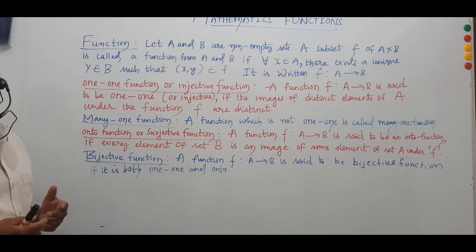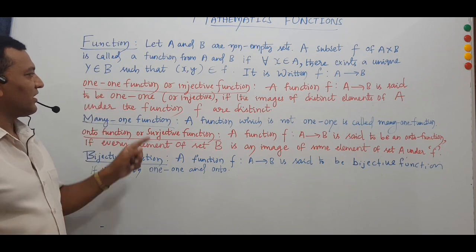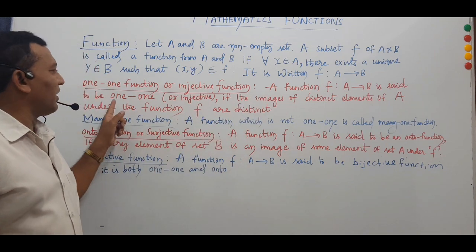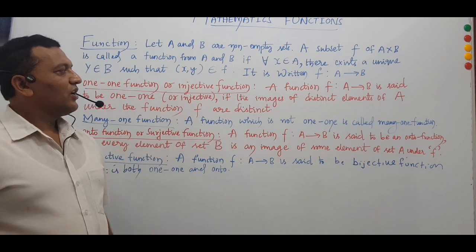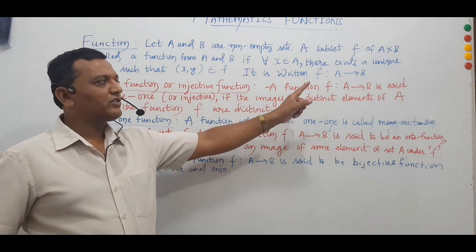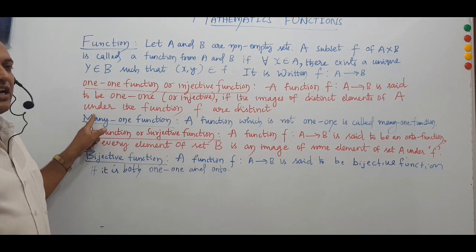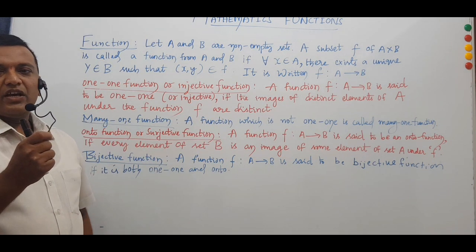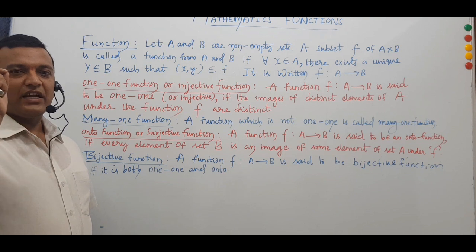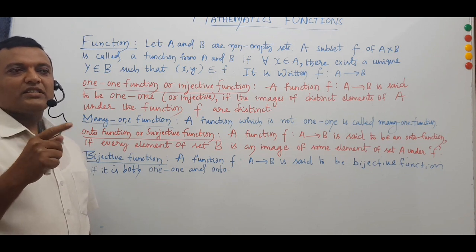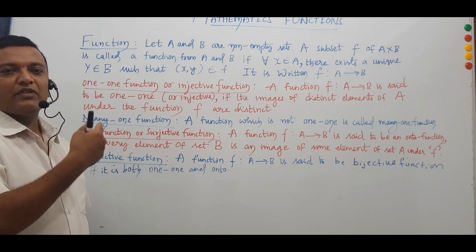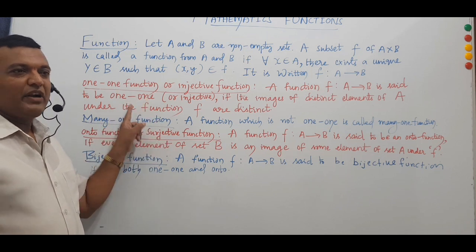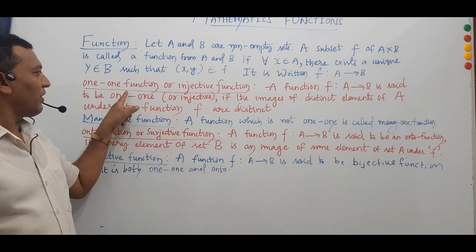Now next we will come to types of functions. We will start with the one-one function, also called an injective function. A function f from A to B is said to be a one-one or injective function if the images of distinct elements of A under the function f are distinct. That means every element of A should have distinct images in set B. It is not necessary for the elements of B to have pre-images in A. So the elements of A should have distinct images in B. That is said to be a one-one function.